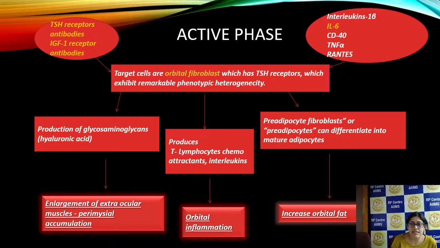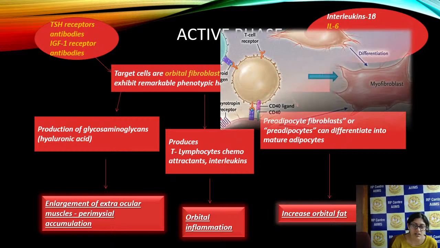The active phase is mainly caused by TSH receptor antibodies as well as IGF-1 receptor antibodies, and inflammatory mediators like interleukin-6, which is the main inflammatory mediator responsible for the symptoms. The target cell is an orbital fibroblast, which has TSH receptors and exhibits marked heterogeneity. It leads to differentiation of pre-adipocytes into adipocytes and increases the orbital fat. It leads to orbital inflammation. It leads to production of glycosaminoglycans, which causes enlargement of the extraocular muscles due to accumulation of fluid.